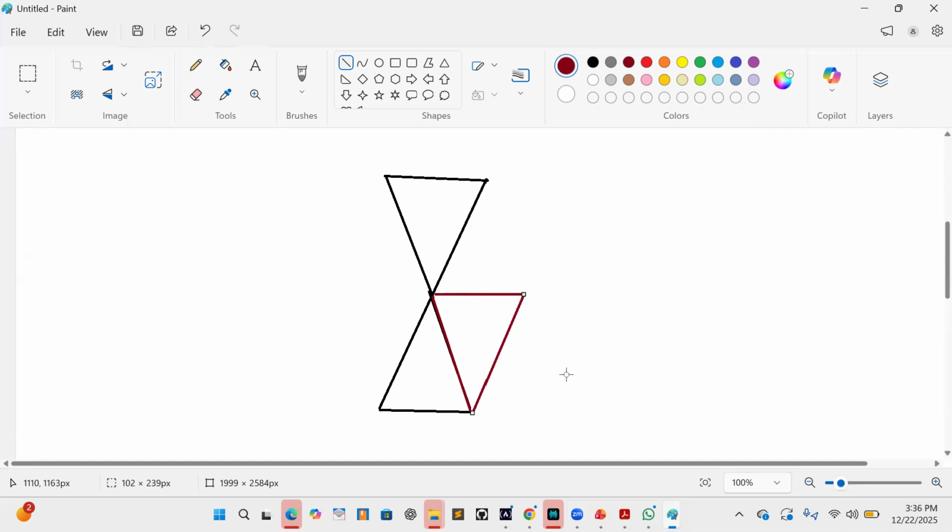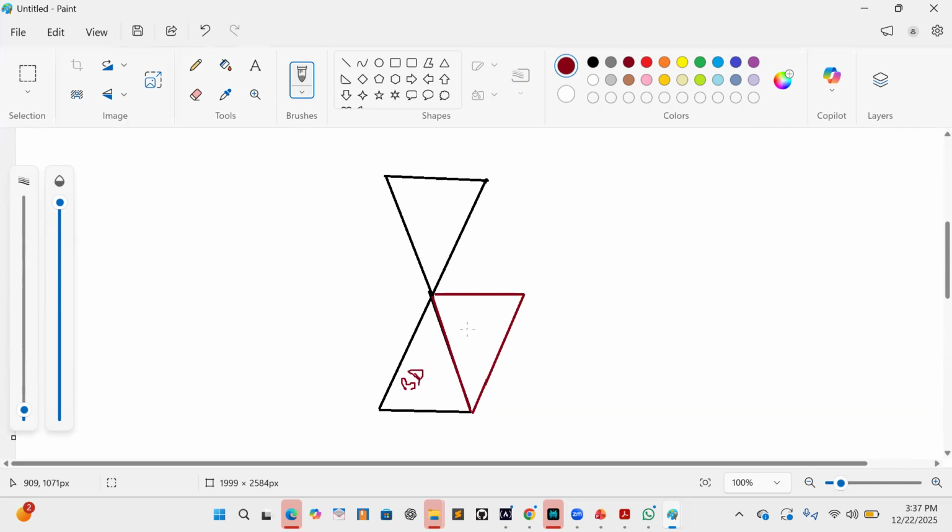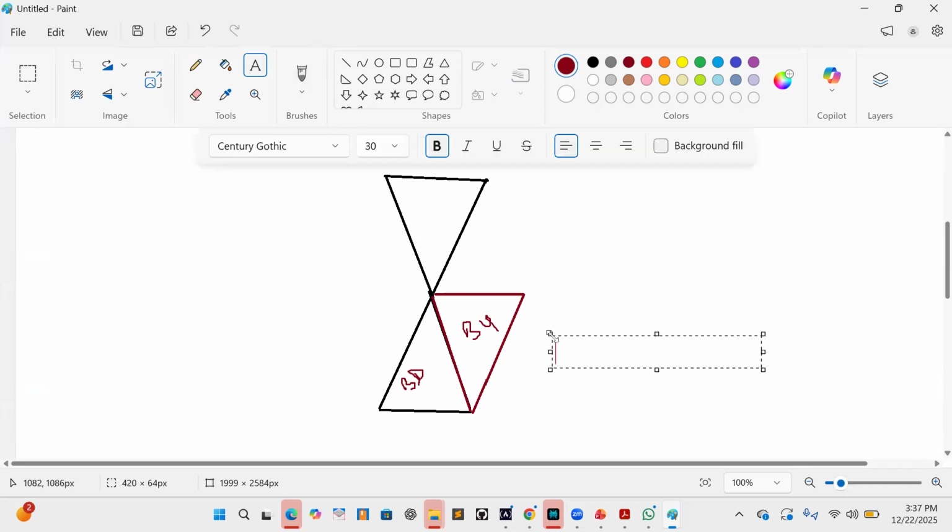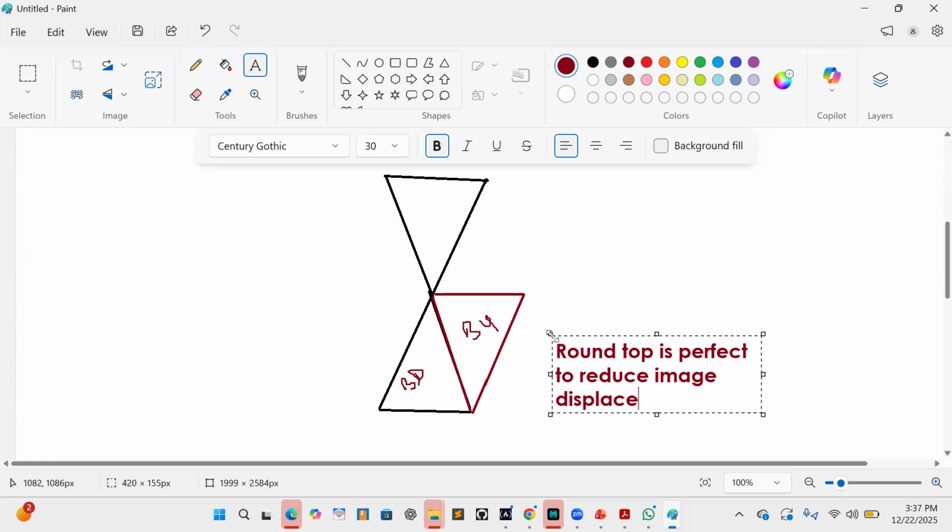So this is base down for the lower part of the distance, and then for the add, the base is up, so they cancel each other out. So the net prismatic effect is going to reduce. So the flat top is perfect to reduce image displacement in minus or negative lenses.